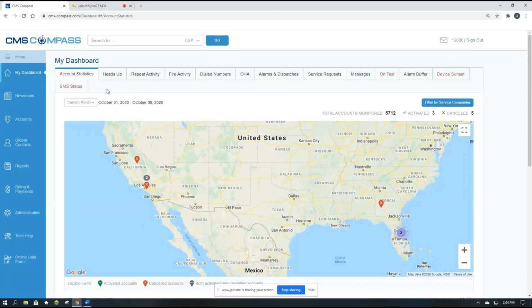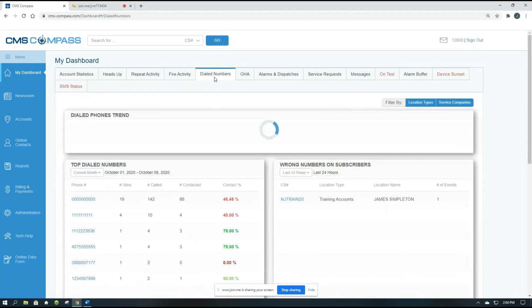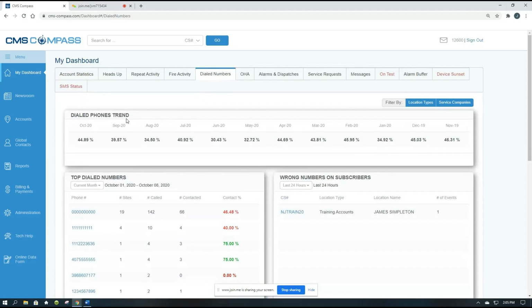So the very first one I want to talk about is about fifth one down. You'll see Dialed Numbers, a brand new tab. If we click on that, what this is going to show you as a dealer is the dialed phone trends for the last 12 months. So what are the dialed phone trends?